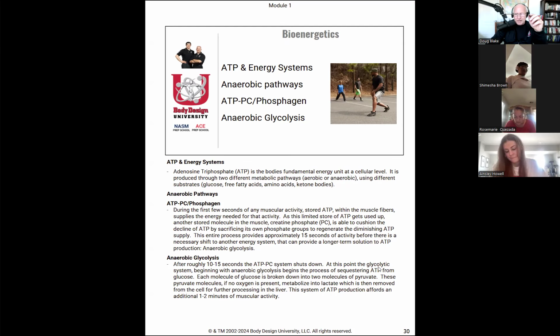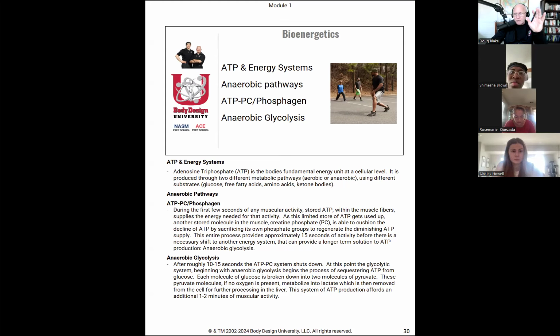Sequestering of ATP from glucose. Okay, guys, so this is where we step into what most people understand about bioenergetics, which is that when I eat food and it gets broken down, whatever it is, into glucose, glucose in the blood is able to be converted into ATP inside muscles. Y'all got that? Okay, and without getting too complicated, the ATP generated from glucose in the anaerobic glycolytic system provides ATP, right? But also produces a lot of byproduct.